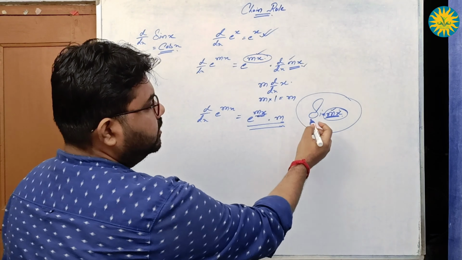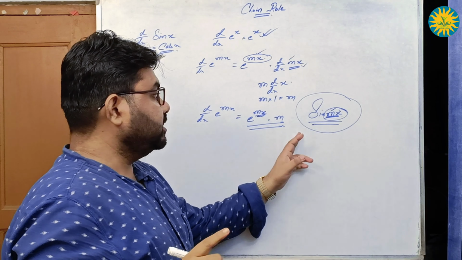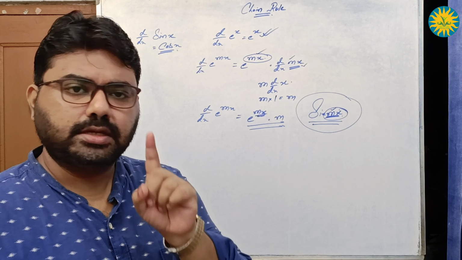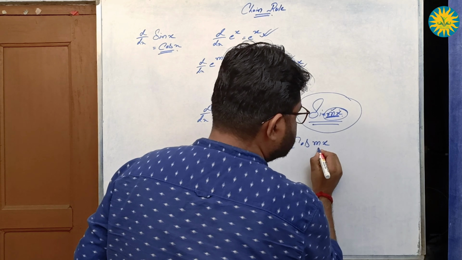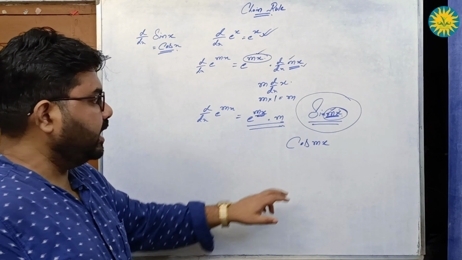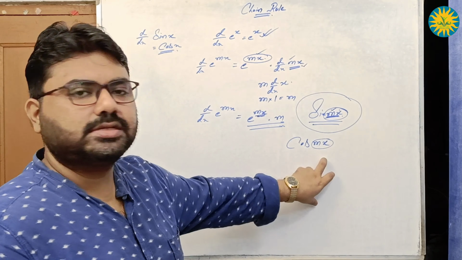Just see, first we will concentrate on sine, the trigonometric function. d/dx of sin x will be cos x. Now just write cos x, that is cos of mx. Here it is mx, so we will write cos of mx. Now there is not only x, there is mx. Okay, now this is the second function.